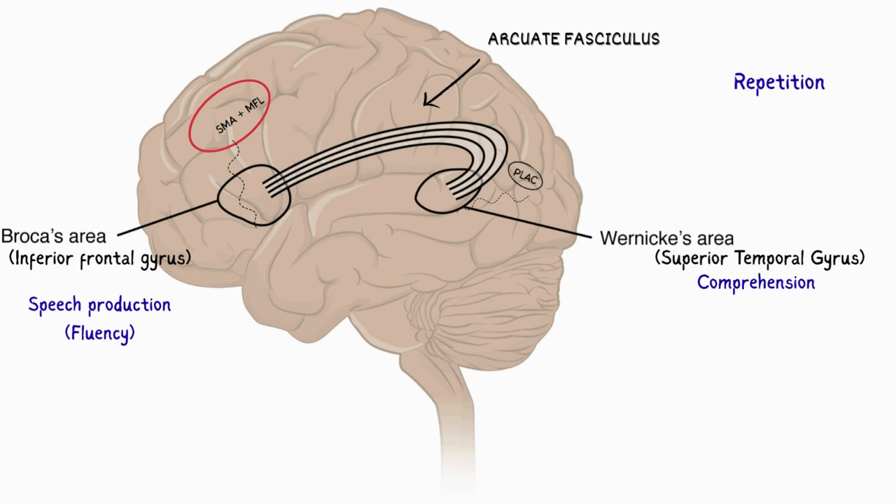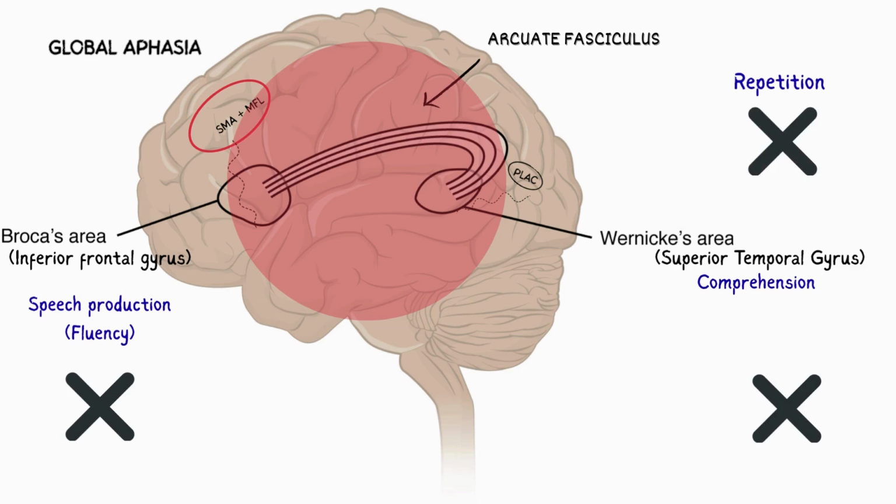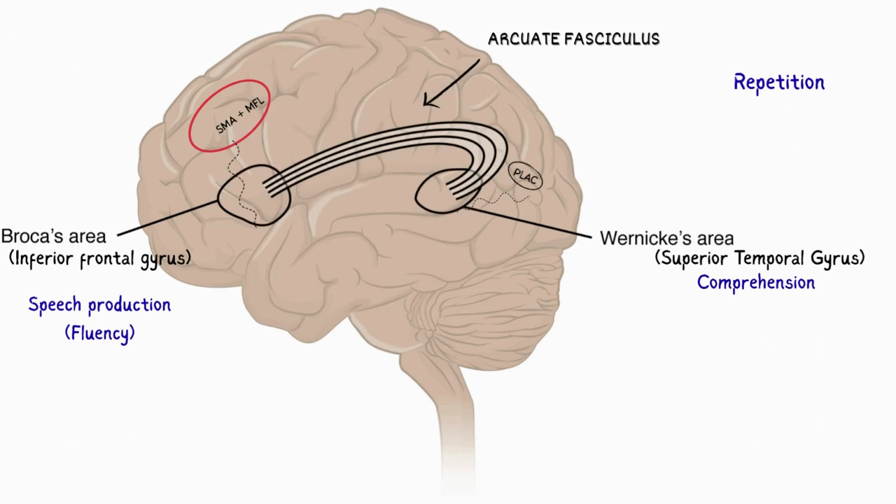The other type is global aphasia, which results from a large lesion involving both Broca's and Wernicke's areas, usually due to a major stroke in the left MCA territory. Fluency is impaired, comprehension is impaired, and repetition is impaired in this type of aphasia, and this is the most severe form of aphasia. Now let's discuss transcortical sensory aphasia.